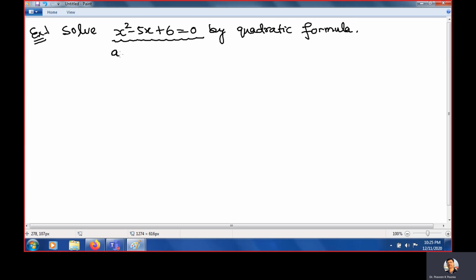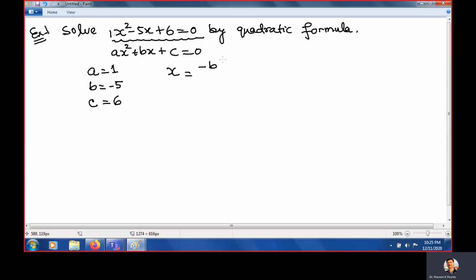So write the standard equation ax square plus bx plus c equal 0. Now find the value of a. The value of a is 1. What is the value of b? The value of b is minus 5. And what is the value of c? It is 6. A is 1 because nothing is written, so we are considering it 1. This is minus 5. This is plus 6. Clear? After finding these values, write the quadratic formula.